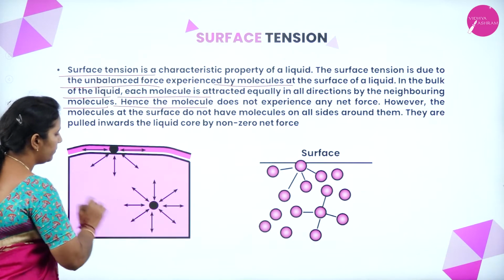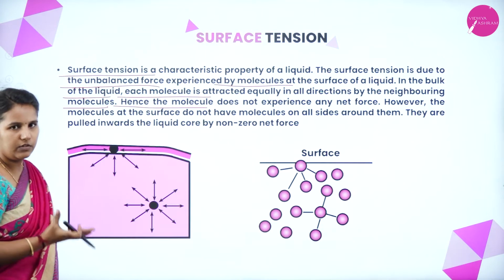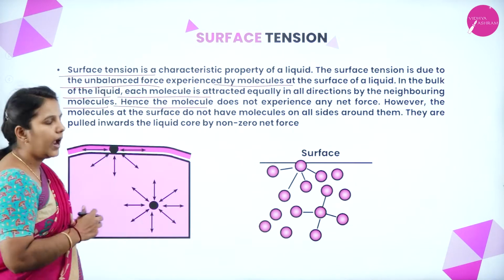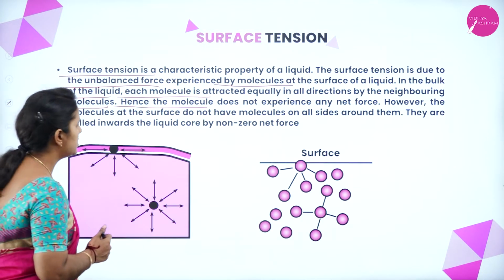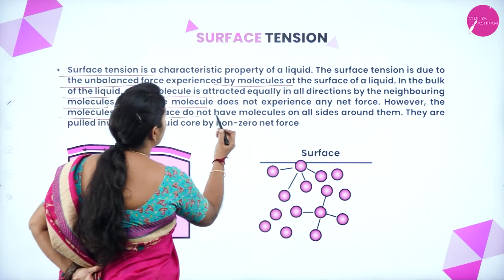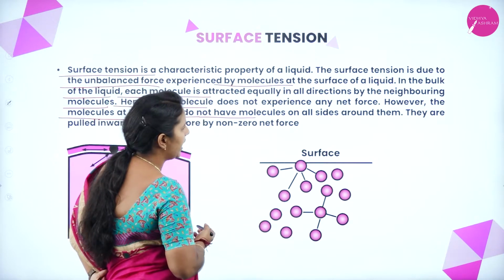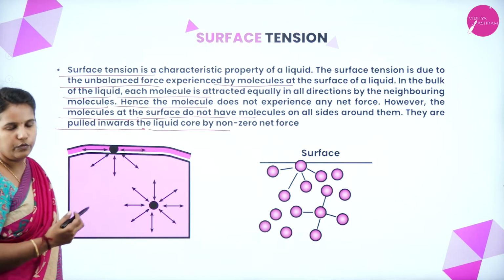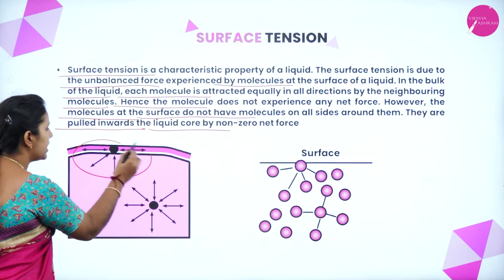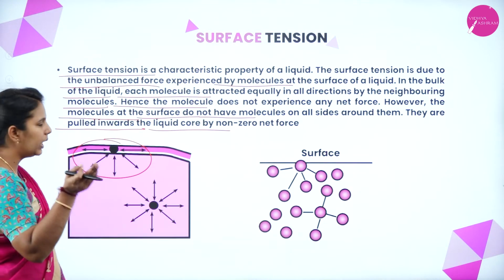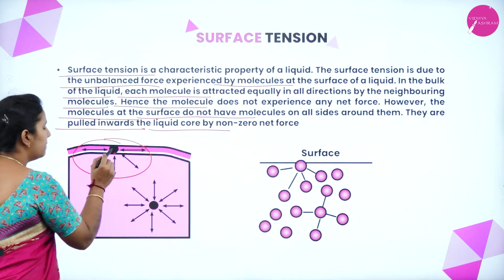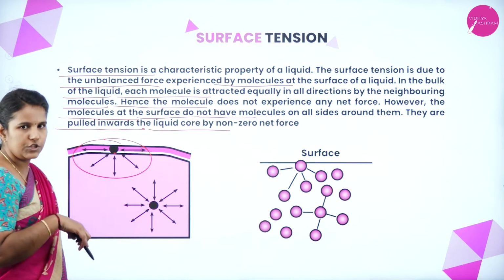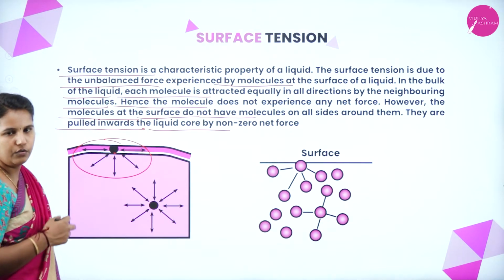If you take any bulk of the liquid, almost all the molecules are attracted towards each other and do not experience any net force. However, the molecules at the surface do not have molecules on all sides around them. Hence, they are pulled towards the liquid core by a non-zero net force. At the surface of the liquid, the molecules are not attracted by other molecules in all directions, so they experience a net force and are pulled towards the liquid core.